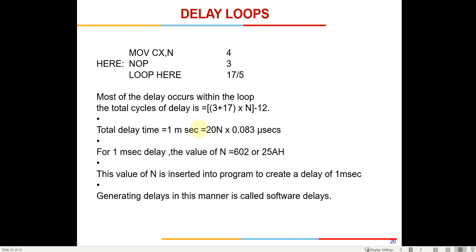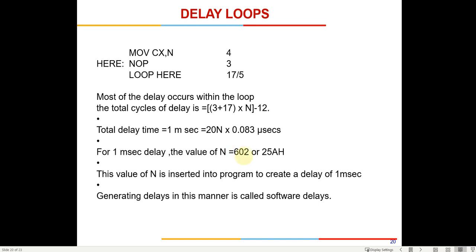In this case, if a 1 millisecond time delay is required, then the value of n has been computed here. Again, you have to remember that this 0.083 is not sacrosanct. It depends on the frequency which we are using. 0.083 has come for a 12 megahertz clock. Generally for 8086 we use a 5 megahertz clock, so this will become 200 nanoseconds. So you have to be careful with that, don't mug up this data 0.083. This is also dependent on the frequency. So this is how we calculate the value of n.